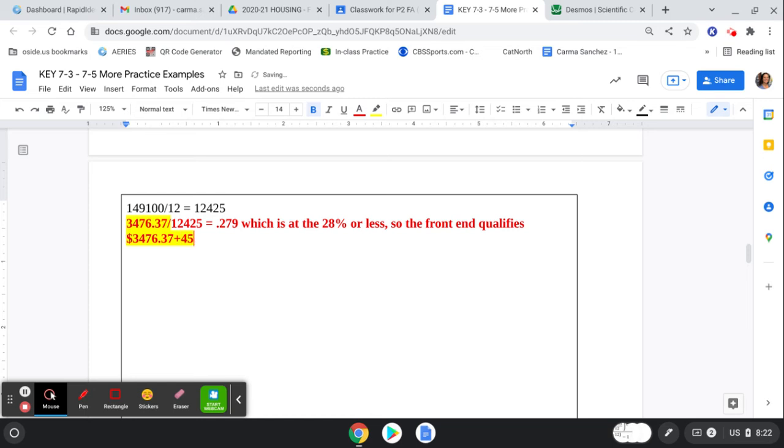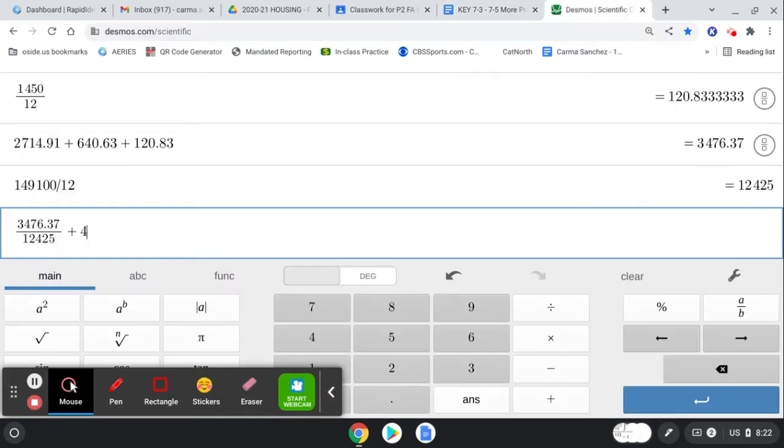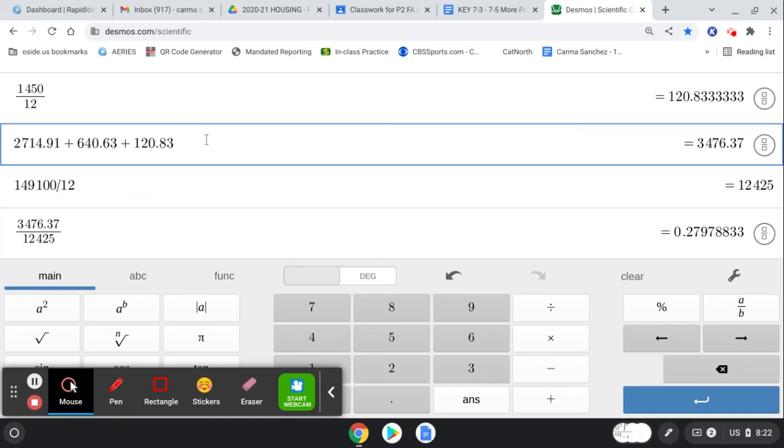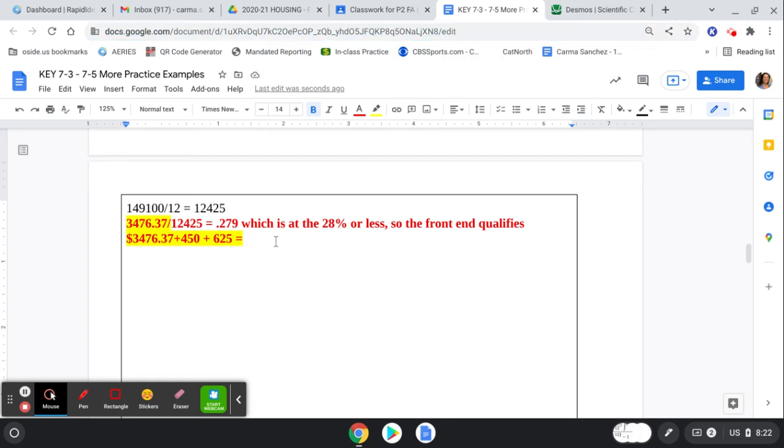So plus 450 plus 625 plus 450 plus 625. That's 1,000. No, this isn't calculating right. So this one plus 450 plus 625. So now we've got 4,551.37. And now we use the same denominator. We did divide that by 12,425.